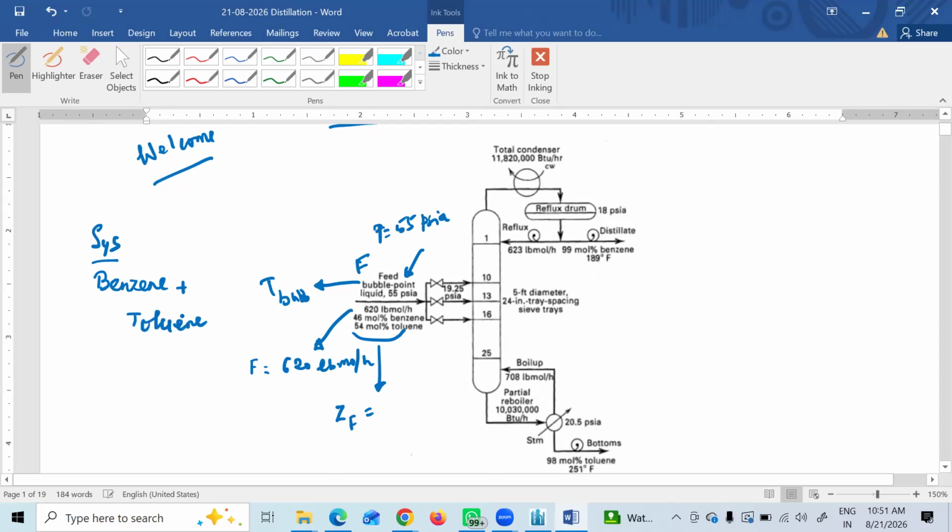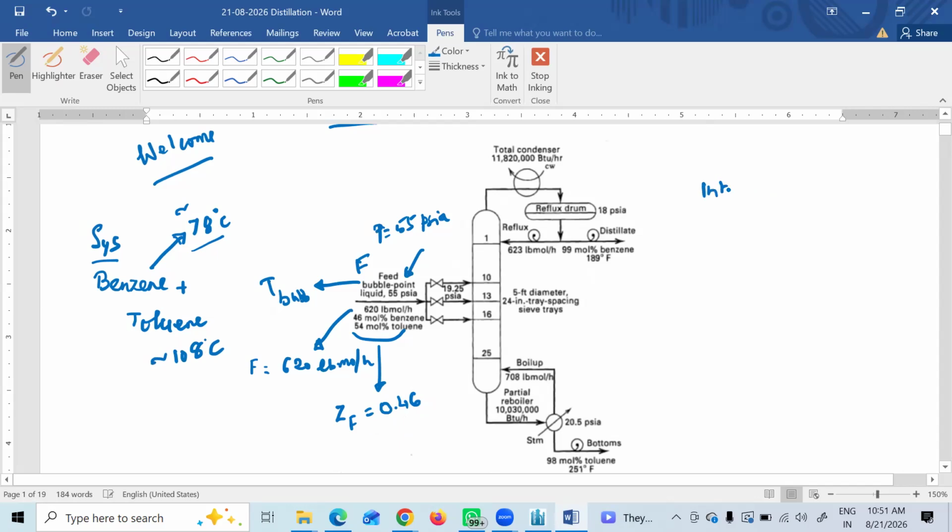But you should be very careful. Benzene is the more volatile component, as its boiling point is approximately 78 degrees centigrade, and toluene's is 108 degrees centigrade. So definitely the boiling point of benzene is less, and we say it is the more volatile compound. So ZF represents 0.46, or 46 mole percent. So what is our intention in this particular problem?